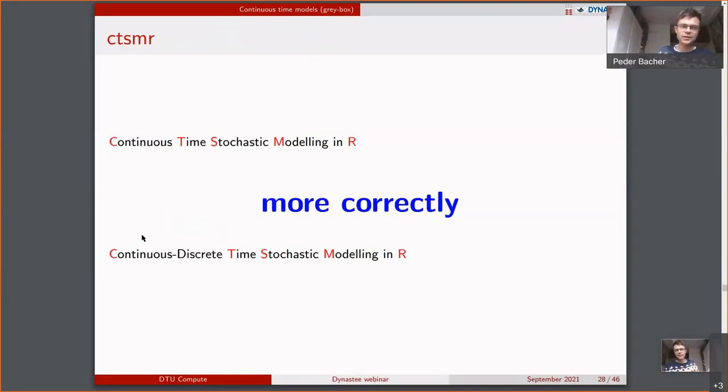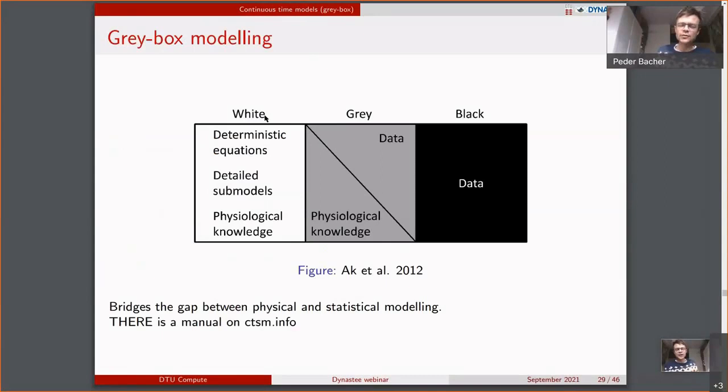And okay, one could say that it should be continuous-discrete models, because we actually have discrete data, so they are continuous-discrete models in a sense. Let's look at how they are. So why do we call them Graybox models? Well, that makes sense if we think of it in this way.